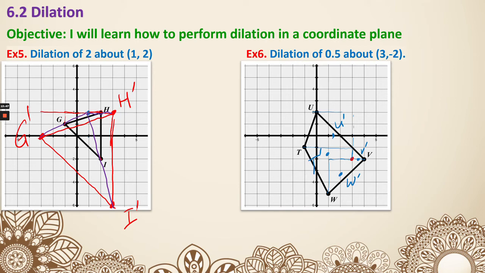Now it is time to connect them. And that is my shape. In case you didn't notice, all the sides, they are actually parallel with all my original sides. Last thing, connect the corresponding points to indicate that it's all going through the center of dilation. These two, and these two. Okay, that's example 6.